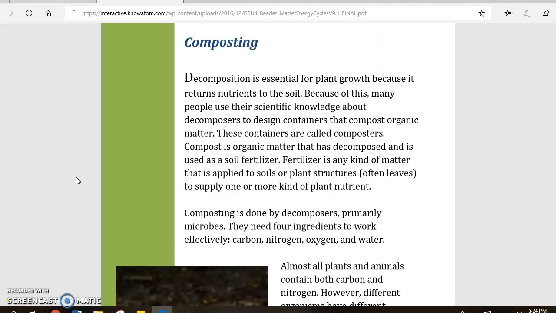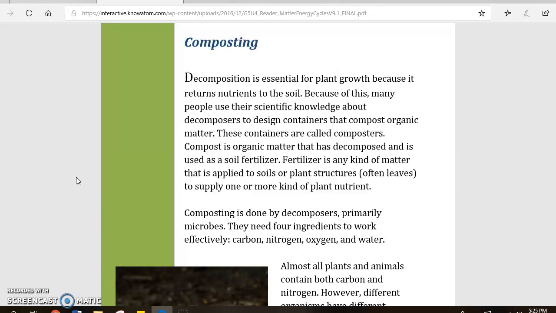Composting. Decomposition is essential for plant growth because it returns nutrients to the soil. Because of this, many people use their scientific knowledge about decomposers to design containers that compost organic matter. These containers are called composters. Compost is organic matter that has decomposed and is used as soil fertilizer.